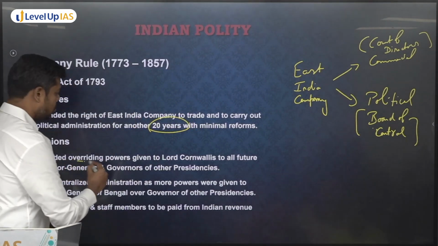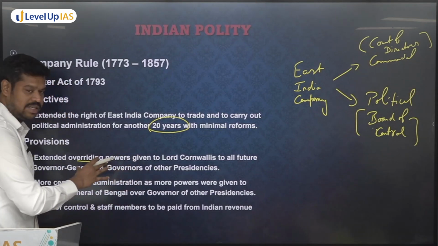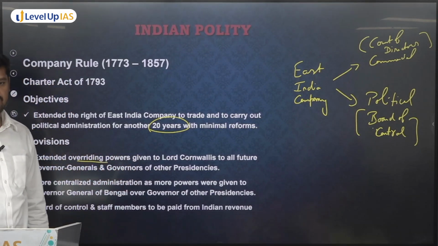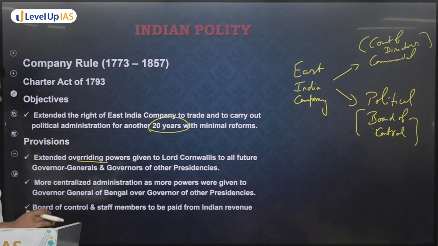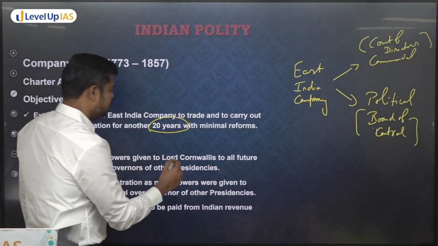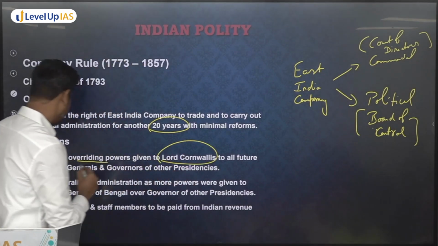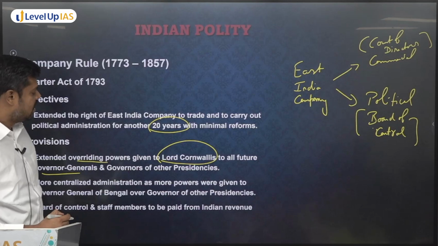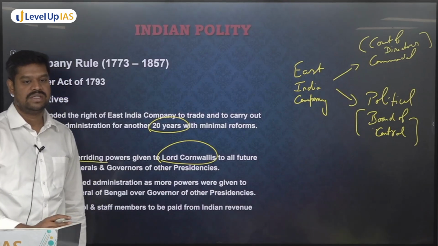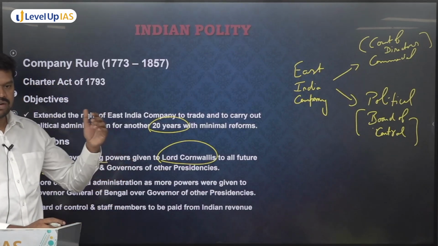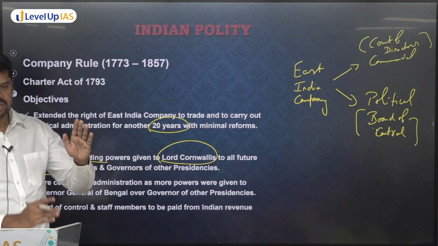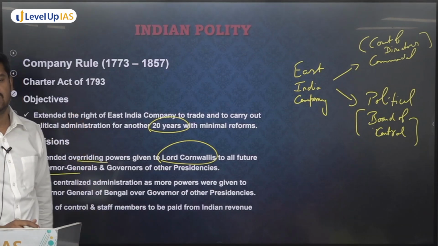And it extended the overriding powers. What are the other changes? I said certain minimal, marginal changes have happened in relation to the previous Act. It extended the overriding power of Lord Cornwallis to all the future governor generals and the governors of other presidencies as well. So what does it mean? Whatever power was given to Cornwallis, the same thing was carried forward to the other governors who were appointed.